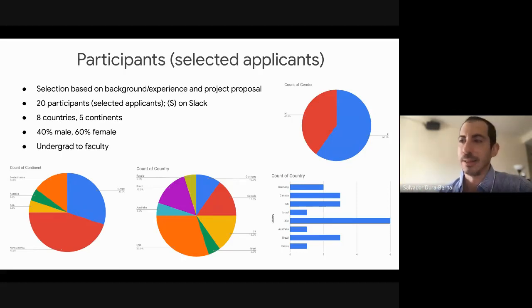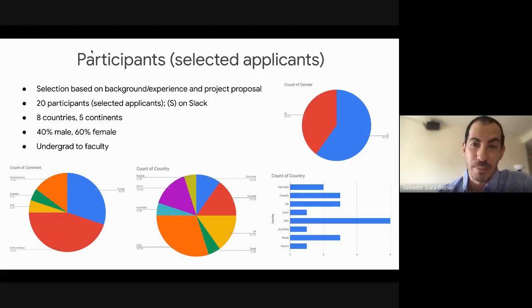We must say that we were very, very impressed with the quality of the applicants. Their experience, the Python background, the proposals of the projects were super interesting. So it was really tough to make the decision. We basically gave scores to the different applicants, and then we just added the scores and selected the top 20 participants.